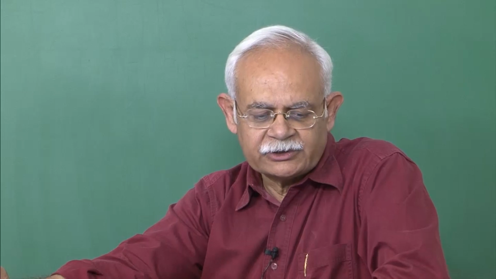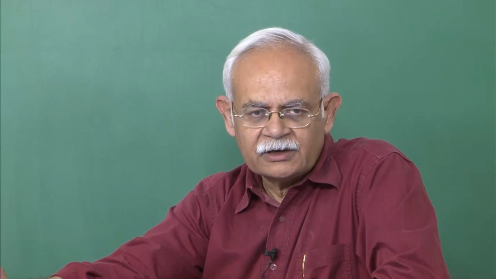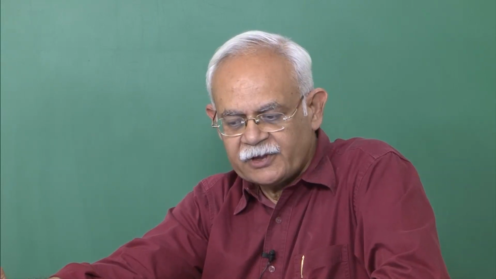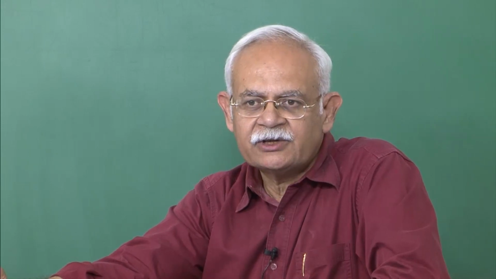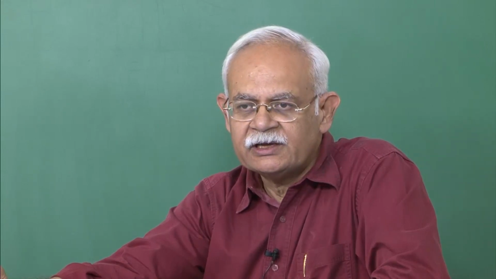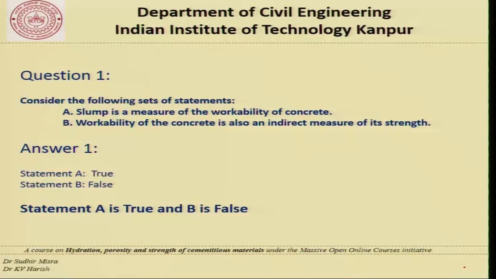So now let's look at the first question, which said slump is a measure of the workability of concrete. This is obviously true, and workability of the concrete is also an indirect measure of its strength, which is false. Workability is a property of fresh concrete and, as we will learn later on, is related primarily to the water content in the mix. Strength, on the other hand, is related to the water cement ratio, and there is no direct relationship between workability and strength. Therefore, the first statement is true and the second is false.